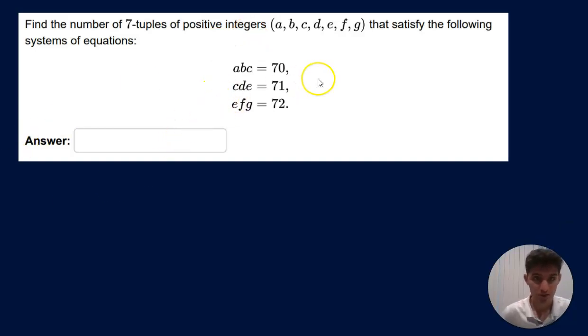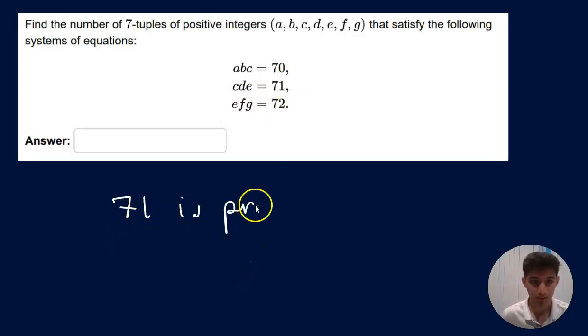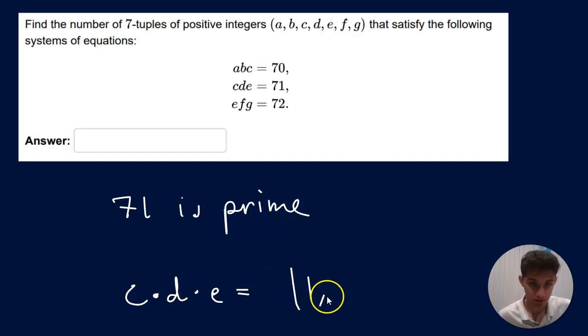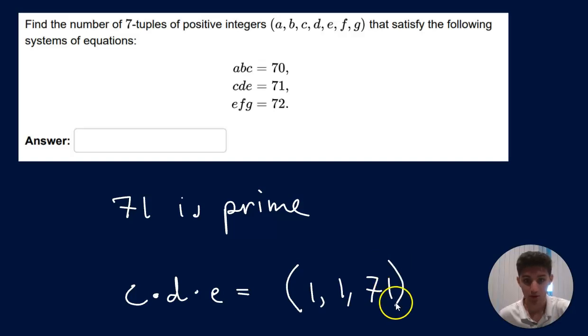And the first thing you might notice is that 70 has a lot of prime factors, right? It's 2 times 5 times 7. And EFG, which is 72, is 2 cubed times 3 squared. But 71 is prime, right? Because 71 is prime, we know that C, D, and E, since these are positive integers, will be 1, 1, and 71 in some order, right? We don't know what it will be exactly, but it'll be 71 for one of them, and then the other two will be 1.